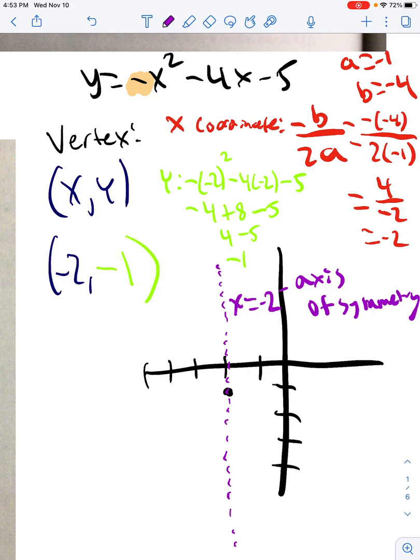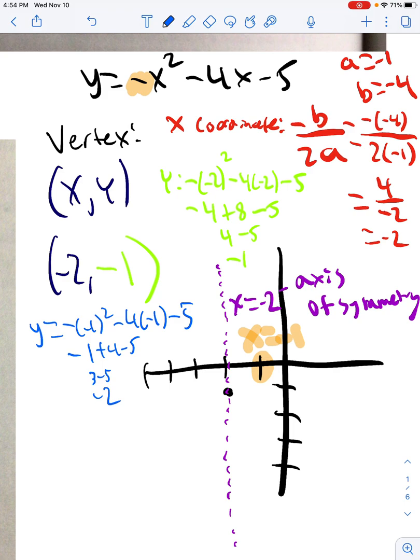So now I got to find at least one other point. I can either move to the left or to the right. I want to find out what this equation equals when x is negative 1. So I'm going to plug in x equals negative 1 into my equation. y equals negative 1 squared minus 4 times negative 1 minus 5. Negative 1 plus 4 minus 5. 3 minus 5, negative 2. So when x is negative 1, y is negative 2. And again, because of the axis of symmetry, I can move it. I count this is 1 unit away, so I can go 1 unit away as well and plot that right here.